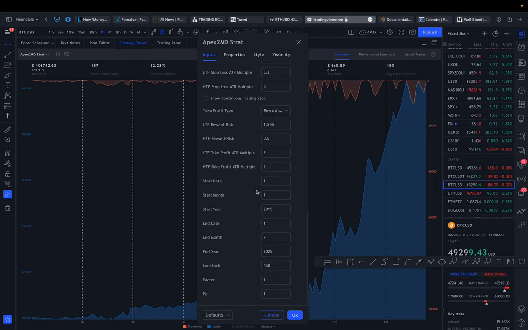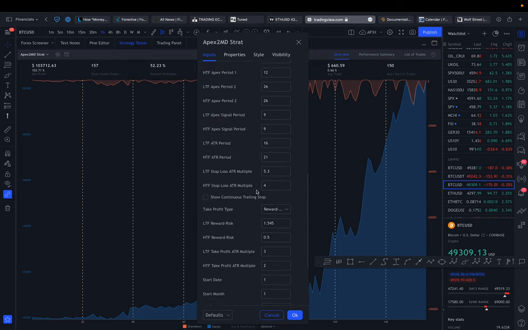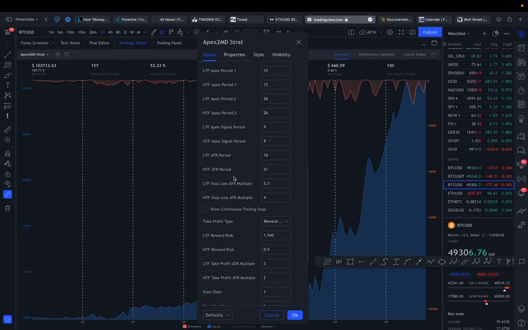I know it's a little daunting, but once you find it, basically the main ones are the stop loss period, the stop loss ATR. It just measures the volatility of the market on the time frame that you trade. And then you find the optimal level of stop loss. Meaning, so it's not too far, but not so close that you get stopped out all the time.